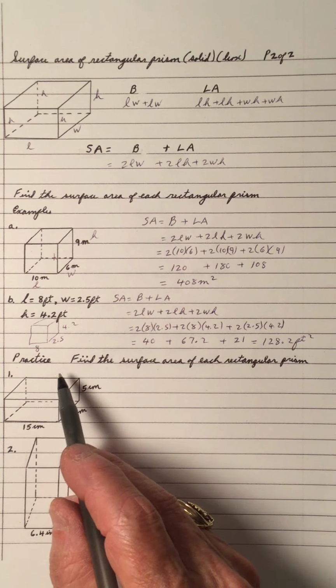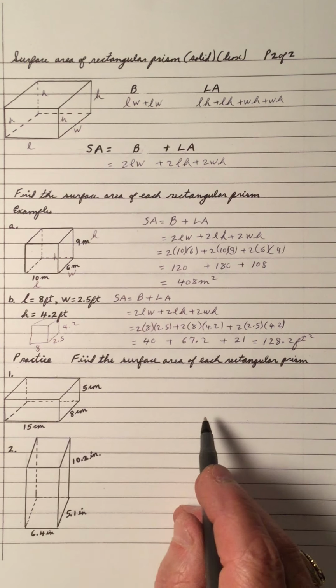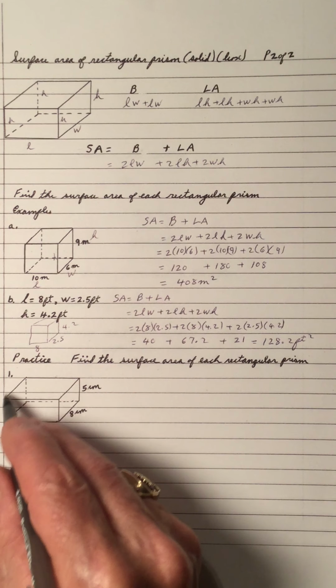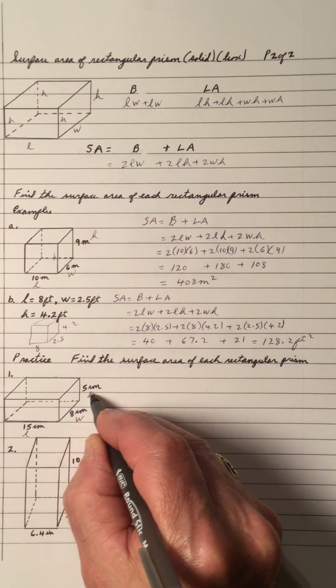Now we have two practice ones. Practice means what? Pause your video and work each of these out. Do them one at a time if you want. And we have a rectangular box, so we say that's the length, that's the width, and that's the height.